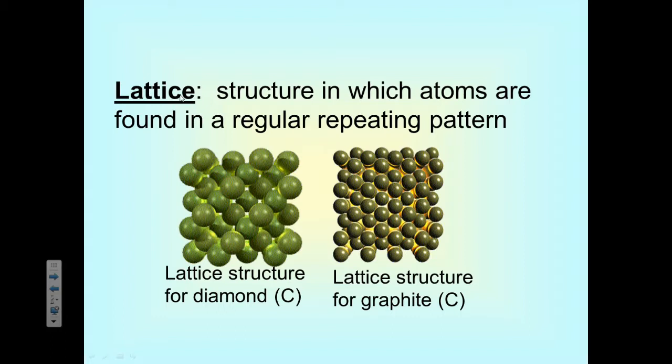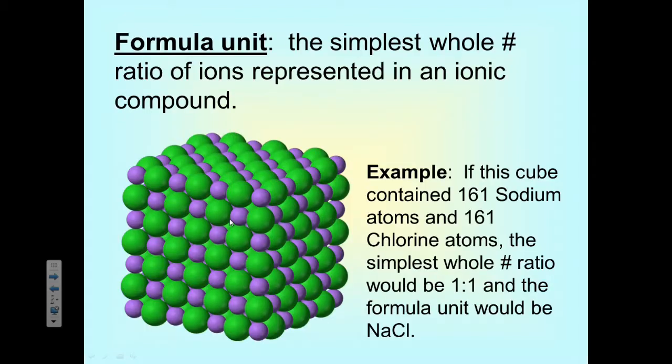I introduced this term in the last set of notes, but what is a lattice again? Pretend, okay, this isn't the best example, but here are a whole bunch of carbon atoms. And here they are again in a slightly different conformation. Here they're in diamond structure, and here they're in graphite structure. So basically a lattice is just something where you've got a lot of atoms that are repeating.